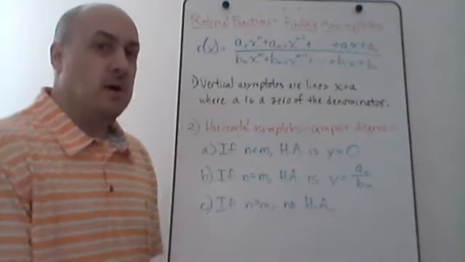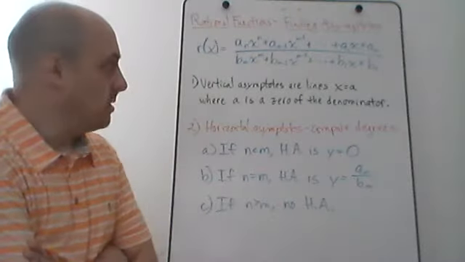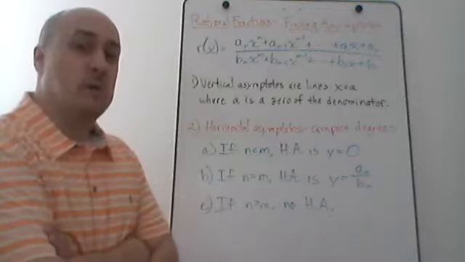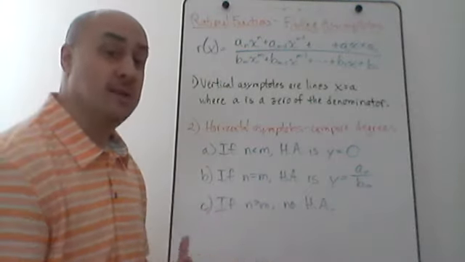Alright, in this video we're going to be talking about how to find the asymptotes of a rational function. So we'll talk about both the vertical and the horizontal asymptotes and how we can figure out where those are. And we'll also do an example where we actually take a rational function and find its asymptotes.